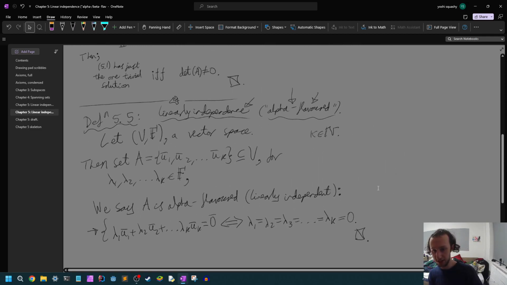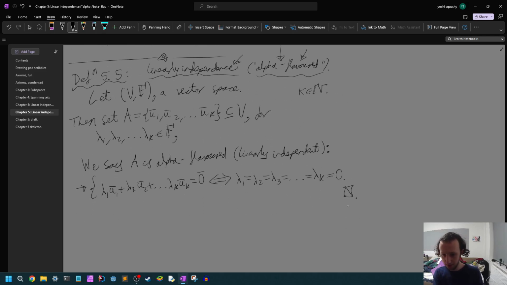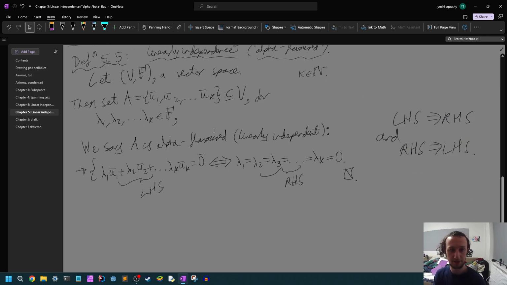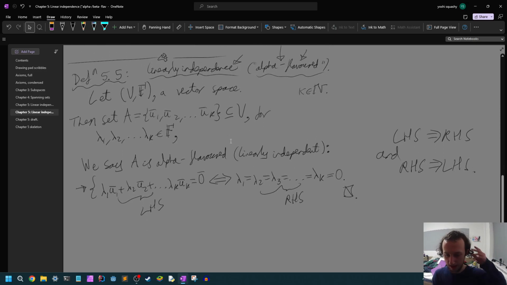That's the first thing. The other thing to note is that this double arrow is literally equivalent to, so if we name this the left hand side and we label this the right hand side, this double arrow is the same as saying left hand side implies right hand side and right hand side implies left hand side. And the reason why I'm drawing attention to this is because when we write out our definition for linearly dependent, or beta flavored, we're going to show that the definition is literally just a logical negation of this definition. I'm going to take a quick break and then come back for that.